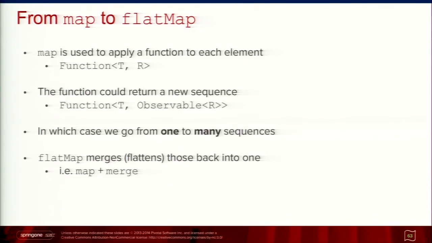So the answer is actually very simple. In this case, flat map means that we want to flatten those, we want to merge those back in. So fundamentally, this is map, which gives you multiple streams, and then merging of those streams back into a single stream so you can continue to operate on it. That's really what this means. And yes, it is a mental shift.